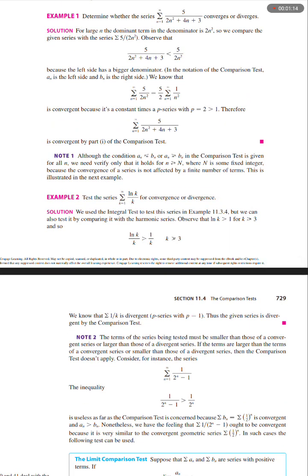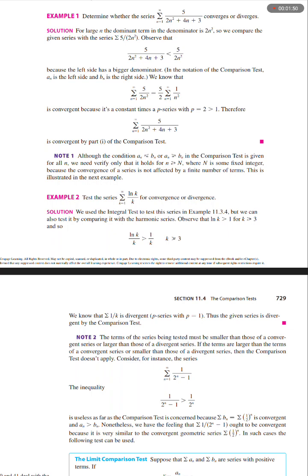The sum from n equals 1 to infinity of 1 over n squared is convergent because it's a constant times a p series with p equals 2, greater than 1. Therefore, the sum from n equals 1 to infinity of 5 over 2n squared plus 4n plus 3 is convergent by part I of the comparison test.